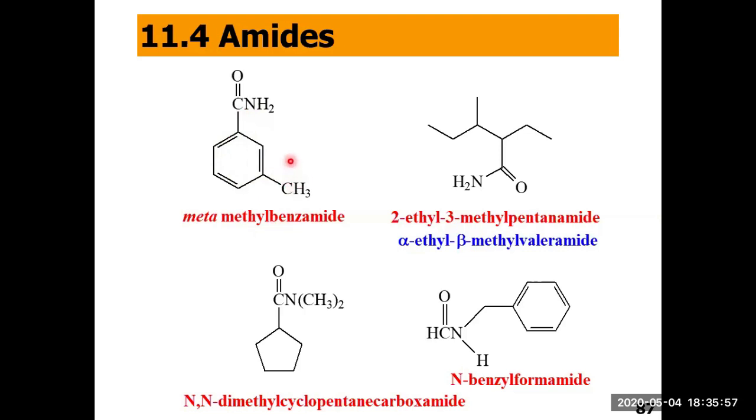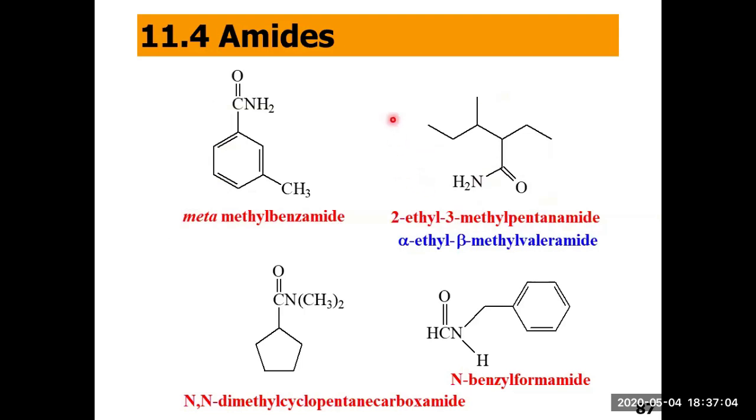And notice as well that in this molecule we have a CH3 group or a methyl group that is bonded to this carbon, and this is in the third position with respect to this carbon. So again, if we have a 1,3 disubstitution, we have a meta. So the final name for this molecule is meta-methyl benzamide.